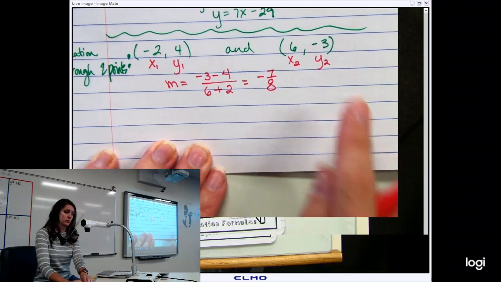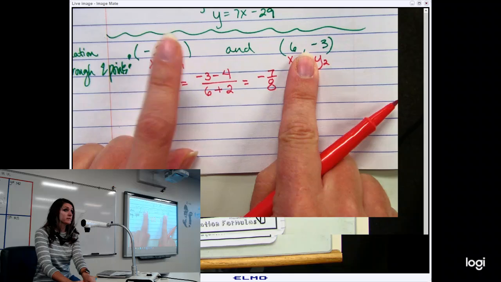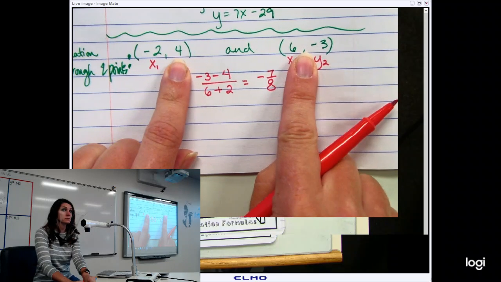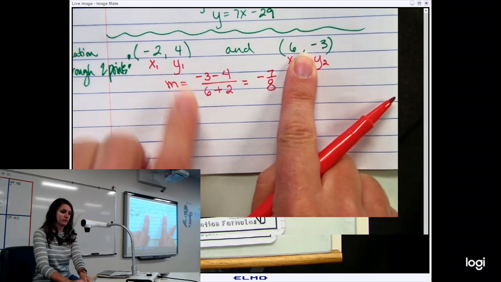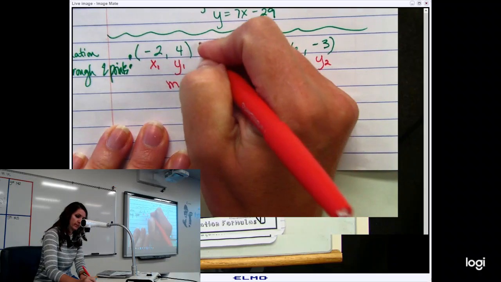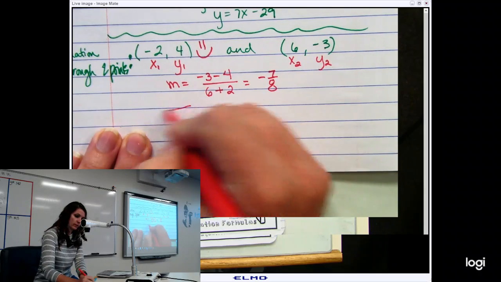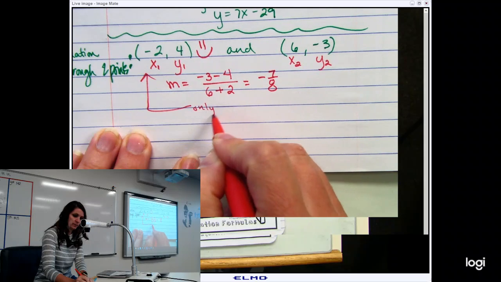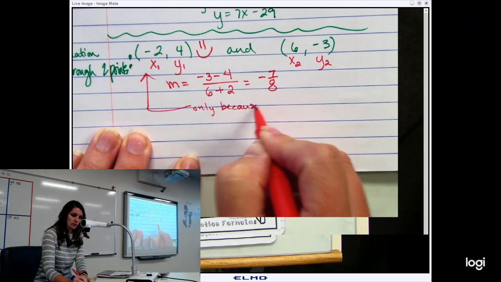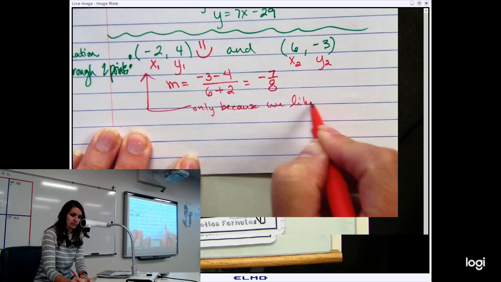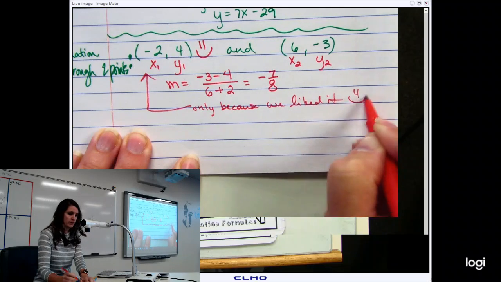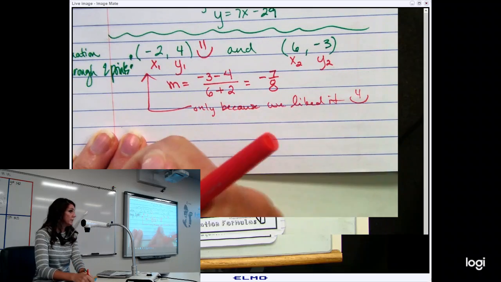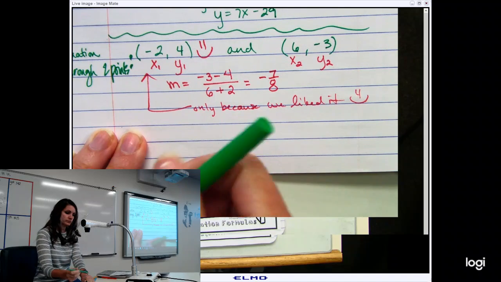So we're just going to vote. It's between this and this. Who likes the first point better? Show of hands. All right, that was chosen. All right, first point, we like this one better. Only because we liked it, right? That's all we did. So now I've got a point and I have a slope.